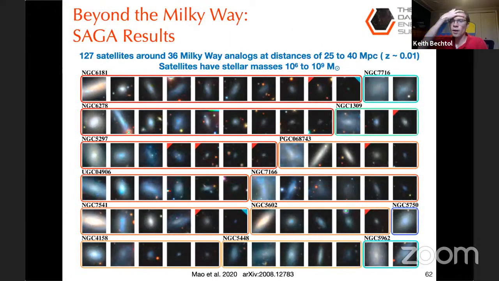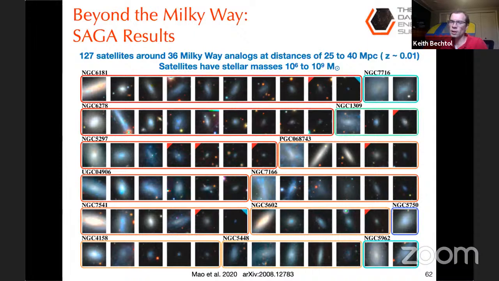Let me just close with one final thought, which is that there are now surveys that are looking for satellites around Milky Way analogs, but looking at entire populations of Milky Way analogs. In particular, there's this recent result from the SAGA survey where they've looked at 36 Milky Way analogs and identified 127 satellites in total around that population.